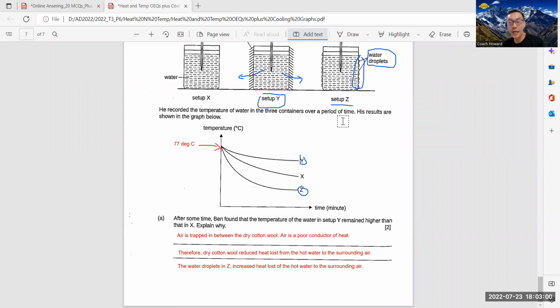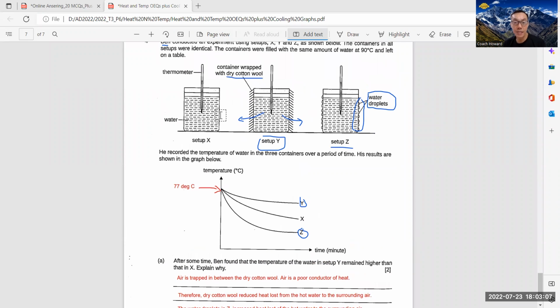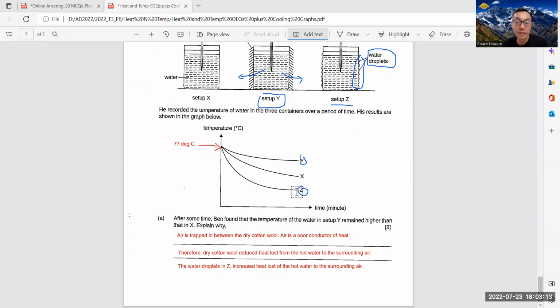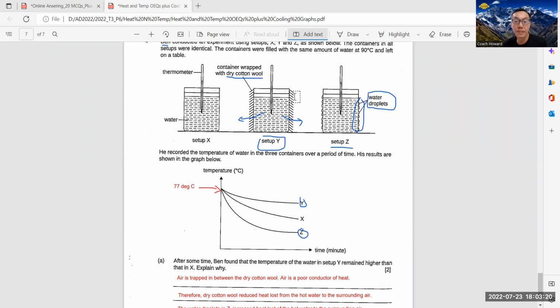Sometimes you may be asked, what is the purpose of setup X? Setup X is a control setup. So you should say setup X is a control setup to show that the decrease in temperature, or the rate of heat loss, is only due to the substances present on the surface of the container. You must say it is a control setup to show that the difference in the temperature loss is only due to the substance present on the surface of the container.